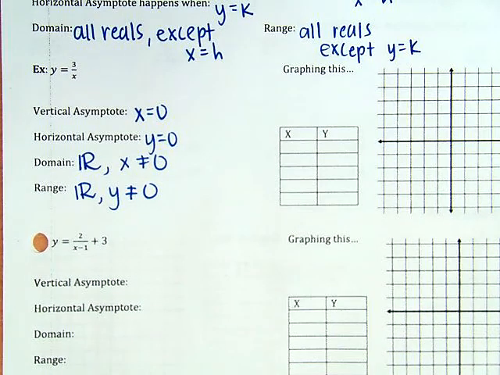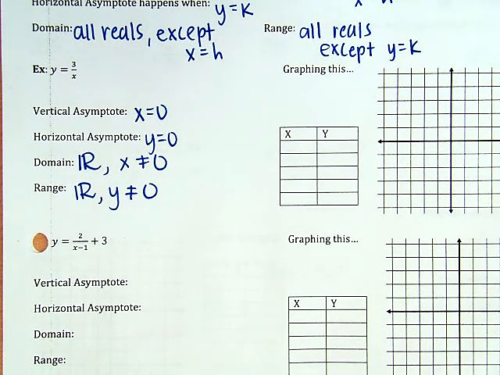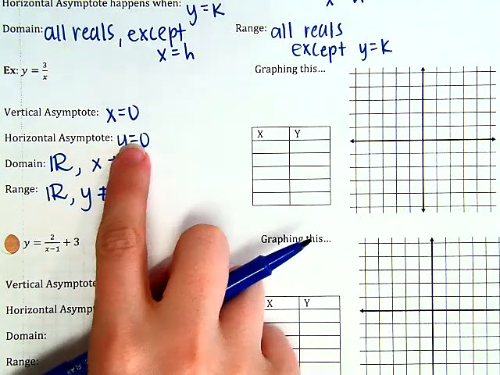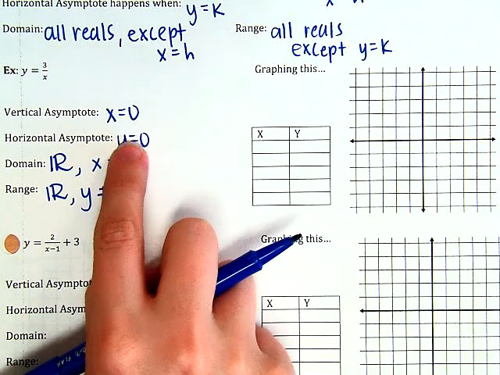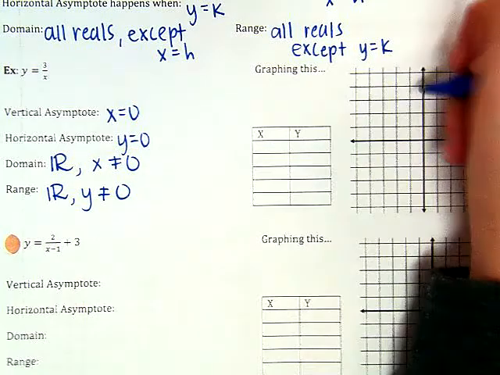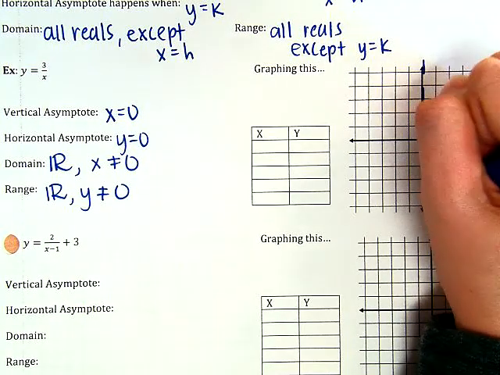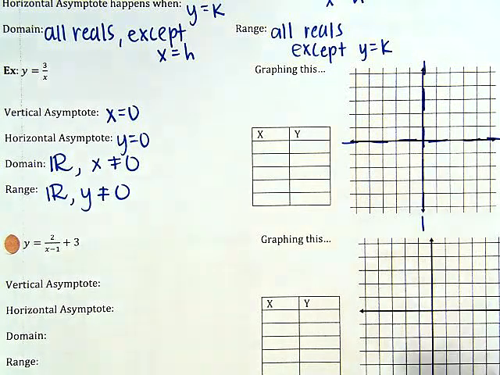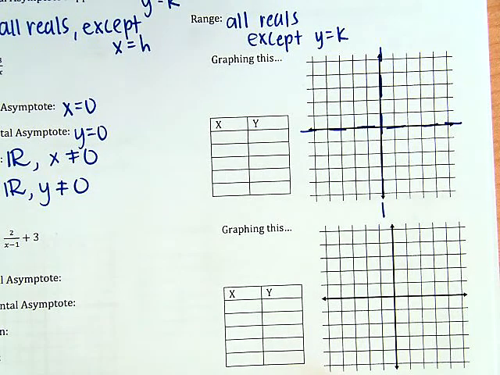So then the next thing to do here is to graph it. And to graph this thing, the first thing I'm going to do is graph my vertical and my horizontal asymptote. So in this case, they happen at 0 and 0. So it's right along the coordinate plane. An asymptote kind of cuts the graph in two parts.